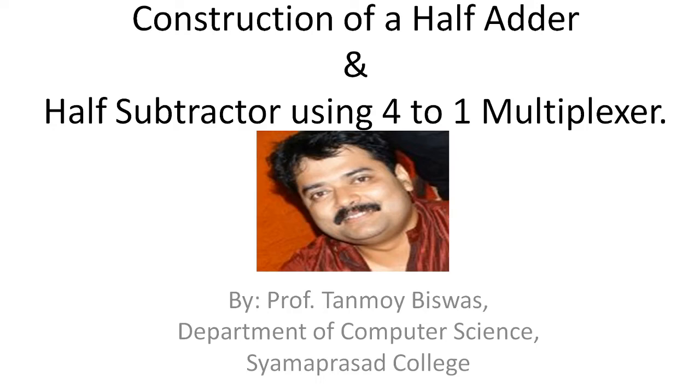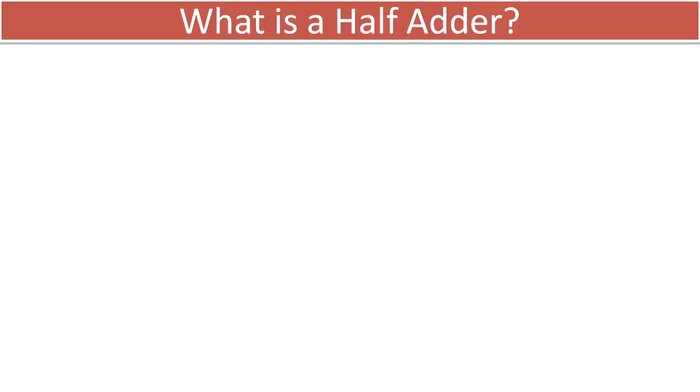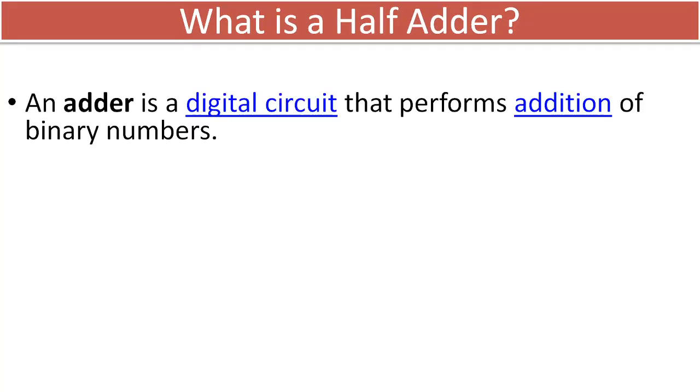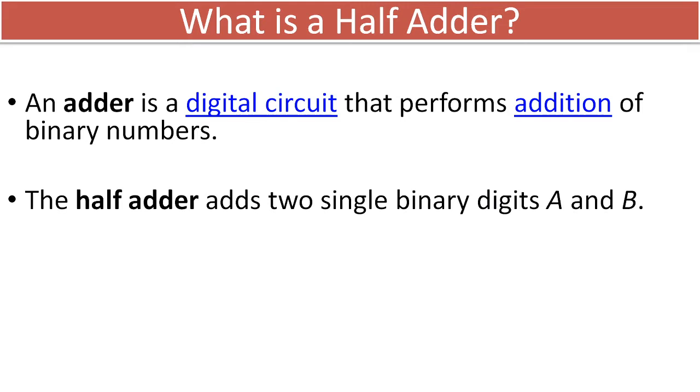In this lecture, we will be discussing how to implement half adder and half subtractor using 4 to 1 multiplexer. Now, what is a half adder? An adder is a digital circuit which performs addition of binary numbers. In case of half adder, we will be able to add two single binary digits. In our case, we will consider that to be A and B.